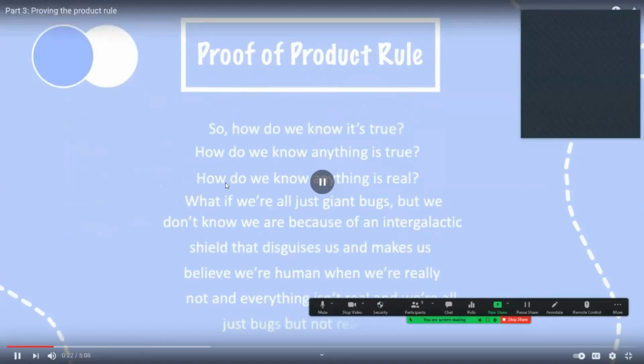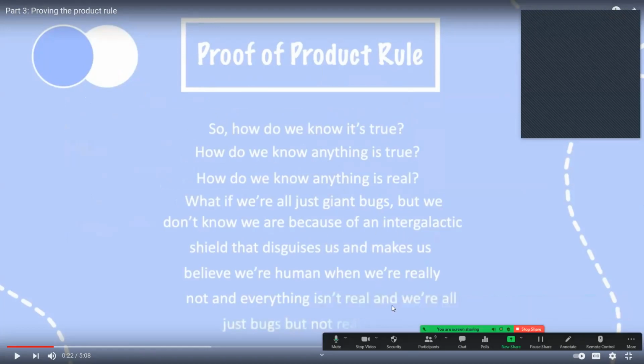This is quite cute. And so how do we know it's true? How do we know anything is true? How do we know anything is real? What if we're all just giant bugs, but we don't know we are because of an intergalactic shield that disguises us, makes us believe we're human when we're really not, and everything isn't real and we're just bugs? Challenging questions. But mathematics is soothing in the sense that we can prove things.